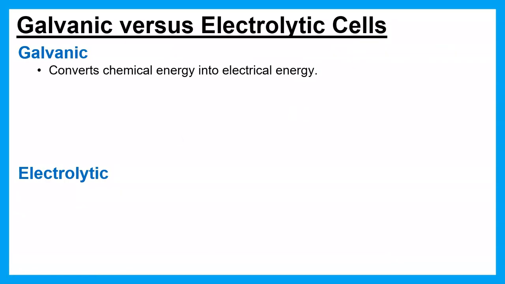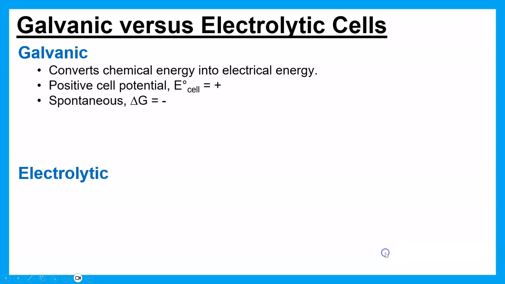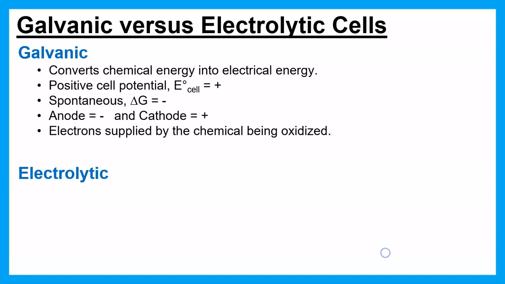For a galvanic cell, we're taking chemical energy and turning it into electrical energy. We get a nice positive cell potential, which means we have a negative delta G. It's spontaneous, thermodynamically favorable. We're going to have minuses and pluses assigned like you see here. We're thinking thoughtfully about what direction those electrons are moving through the wire, going from one compartment to the other in our cell.